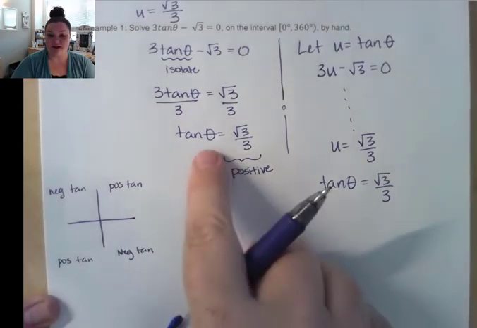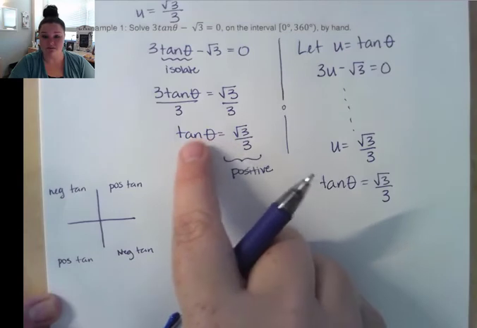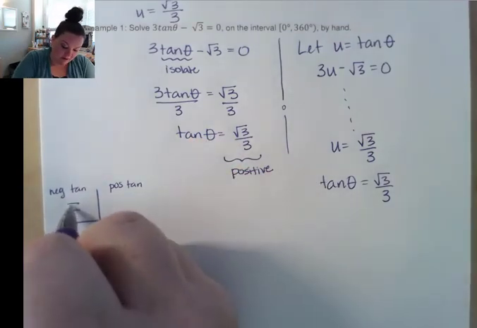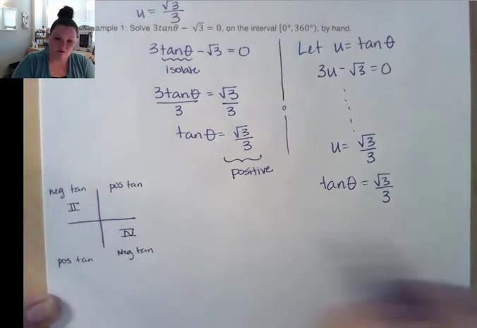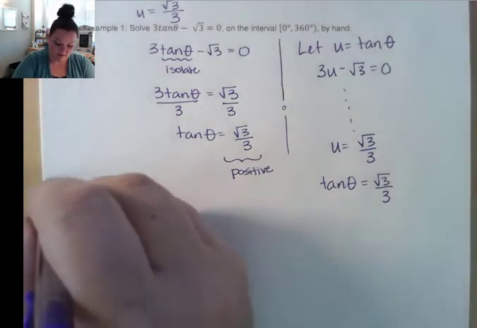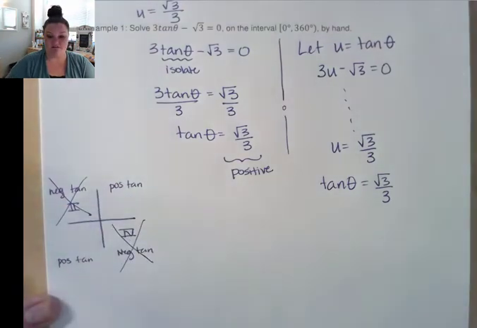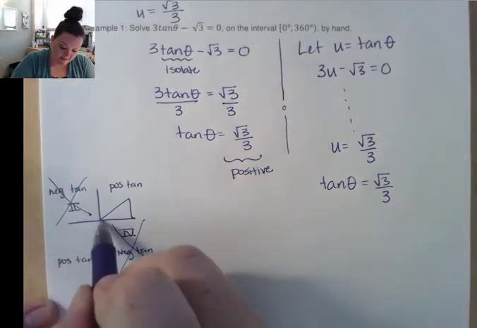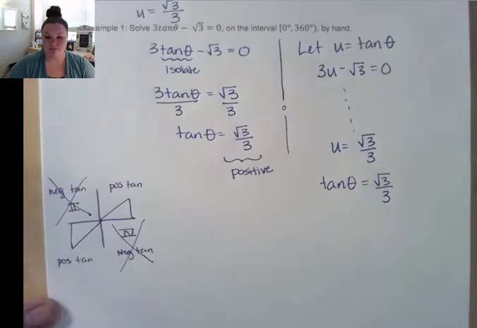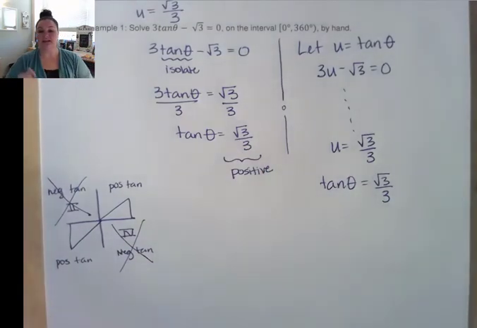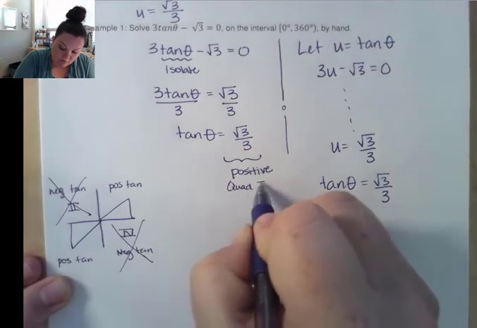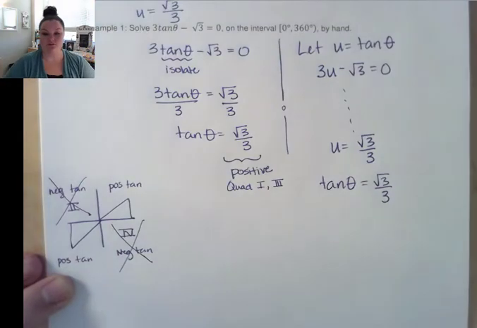Since I know that the tangent of this angle ends up being a positive number, I know right now that it's not going to be in quadrant 2 or 4, because those give me negative tangents. So that means my solution has to be over here somewhere, or down here in quadrant 3. Just by seeing that it is a positive tangent value, we know that this is going to fall in quadrant 1 or quadrant 3.